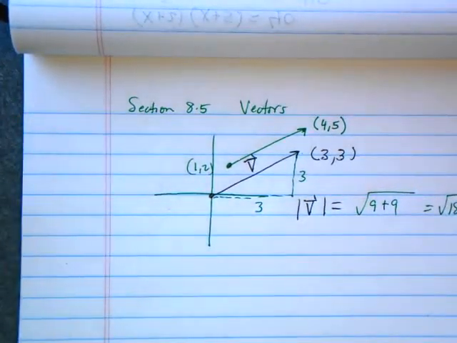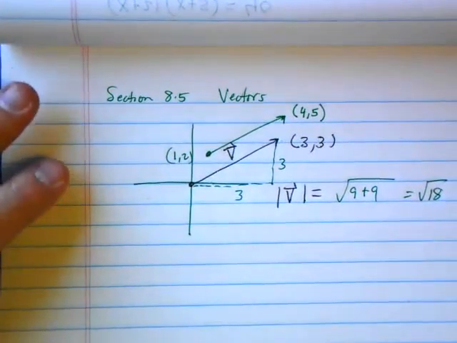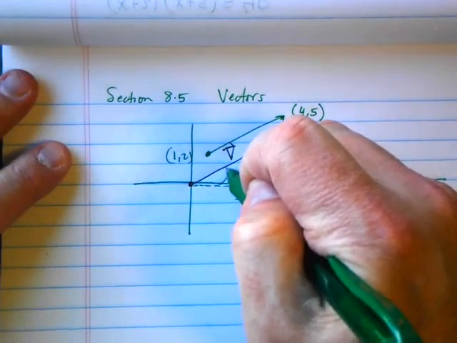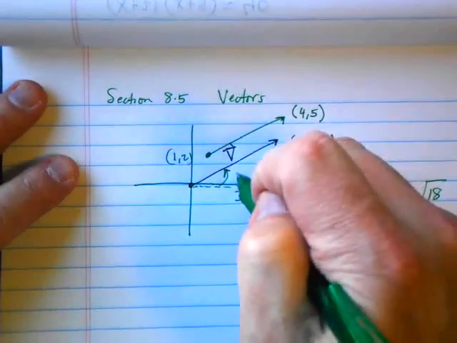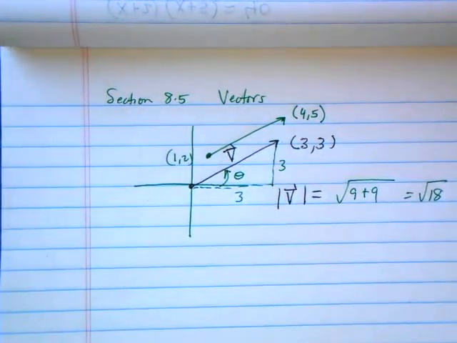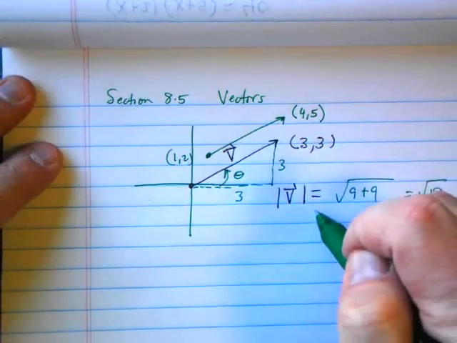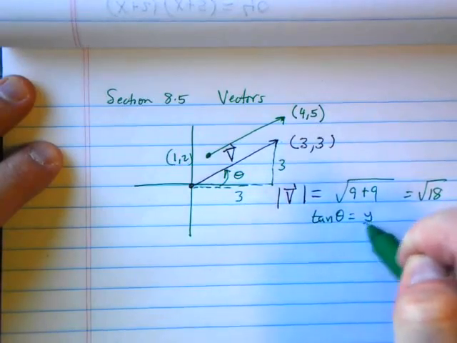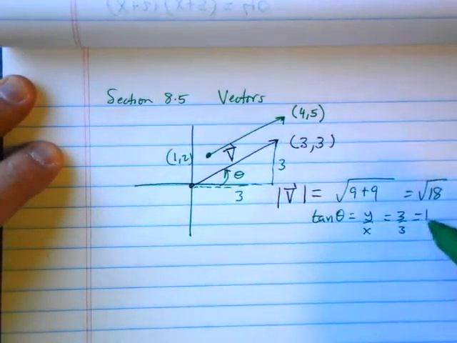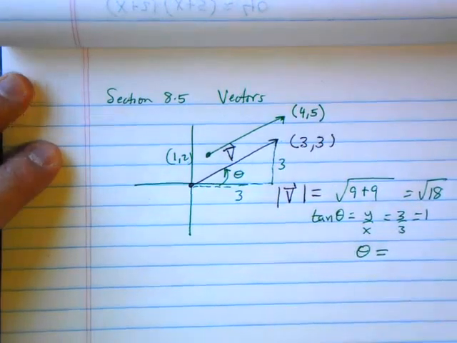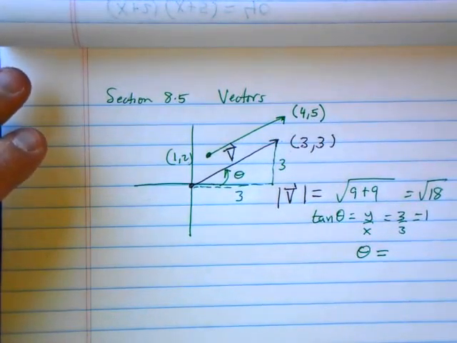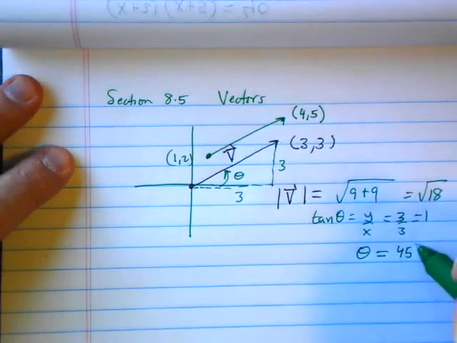It also makes it quite easy for me to find the direction of this vector, to find that angle theta. How would I find that angle theta? Just use sine, cosine. I could use sine or cosine, but the one I'm going to use is tangent. Why would I use tangent? Because x and y are given. So I would use tangent theta is y over x, which is 3 over 3, which is 1. So in this case, theta is 45 degrees, or if you prefer, pi over 4 radians.